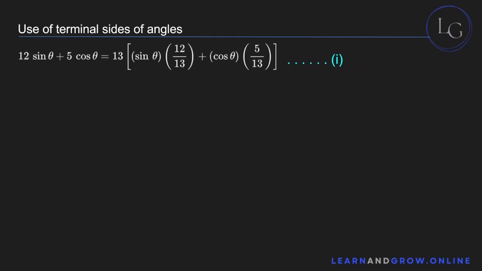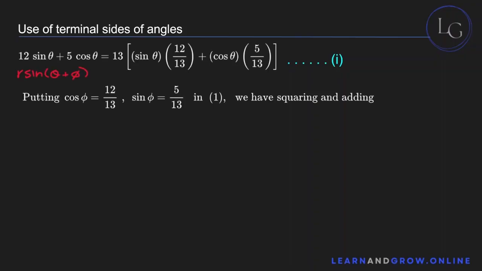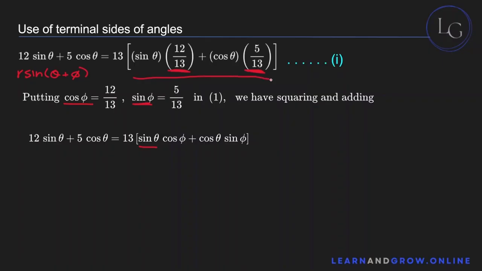Now look at this. You need to express this in this form, right? R sine theta plus phi. So do substitutions. How? Well, you can replace this 12 by 13 with cos phi. You can replace this 5 by 13 with sine phi. You're assuming that cos phi is equal to 12 by 13 and sine phi is equal to 5 by 13. Now why do we do that? Well, because the first thing we need to do is express this entire thing like this. And why do we need to do that?